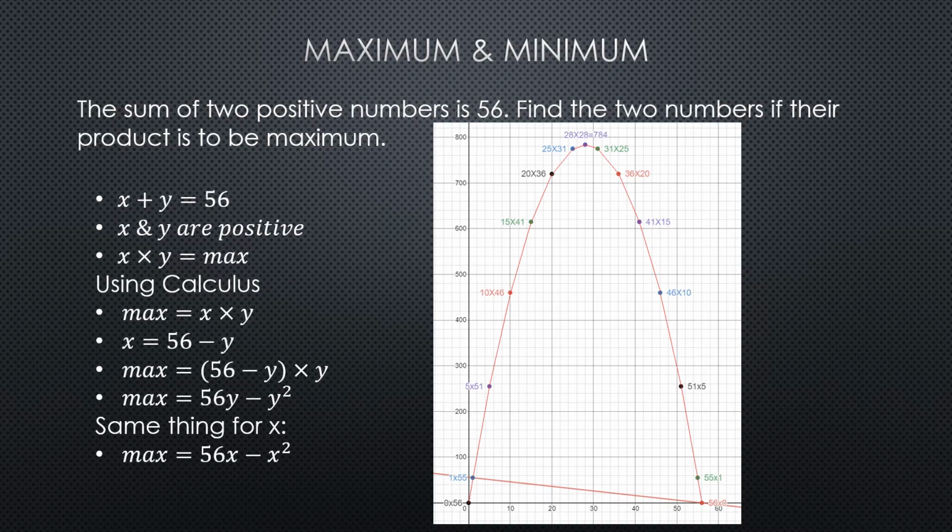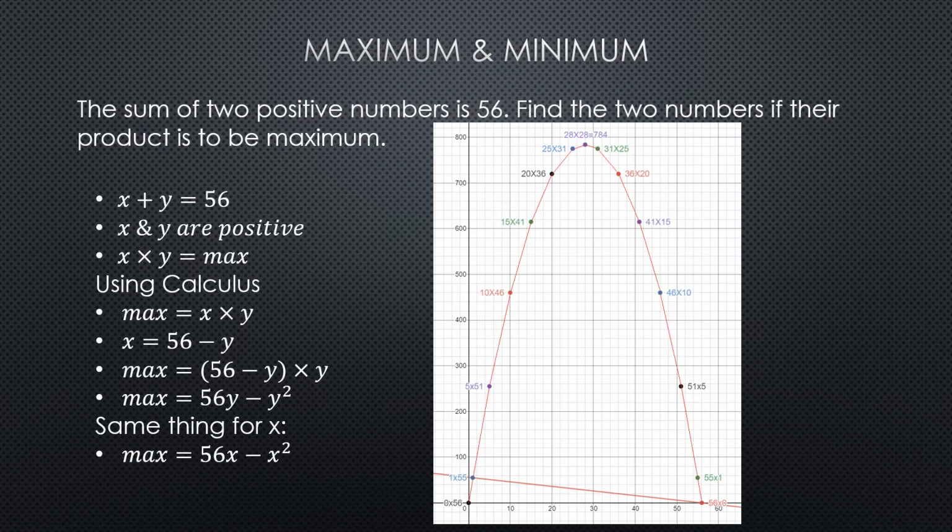So that was a lot of work graphically plotting that curve. The other thing that was nice about this problem is it came out to a nice round number, 28 times 28 at the top. If that number wasn't round, it would be more difficult to figure out what that max is. So the question is, can we now figure out this max using calculus?